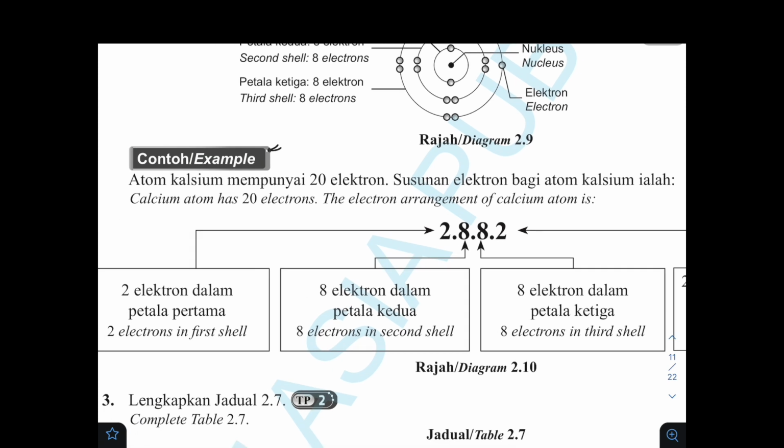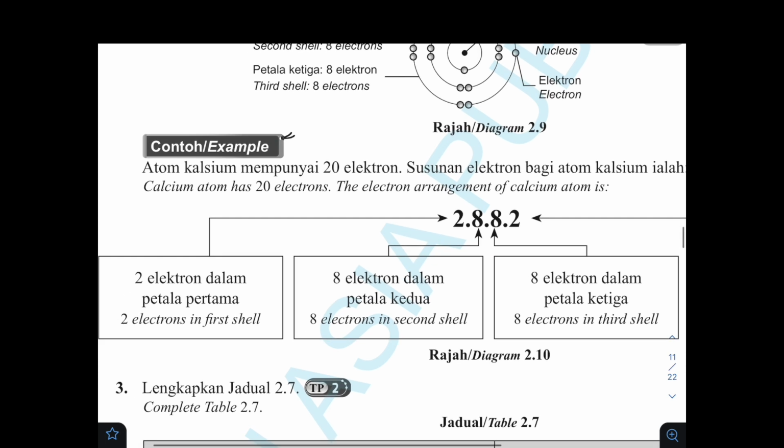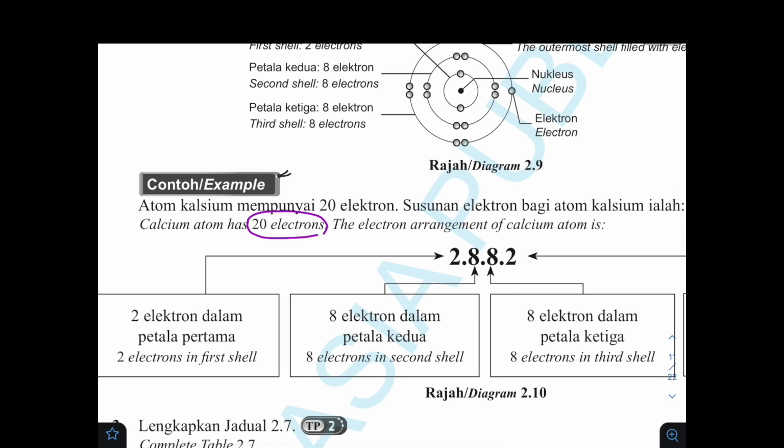Calcium atom has 20 electrons. So how do we write the electron arrangement of calcium atom? So you see the first shell can occupy only 2 electrons. So 2. So you see it has 20 electron. So the first shell can occupy 2. This one, 2 ya. So ada lagi 18 elektron kita belum lukis ya. So ingat balik rules. Second shell can occupy maximum 8 electron.